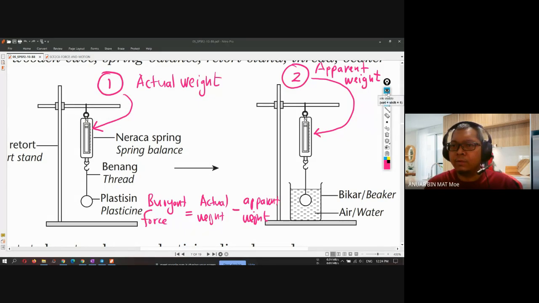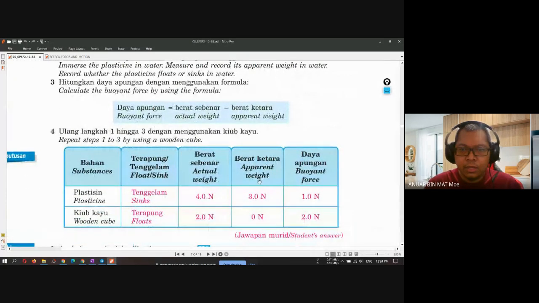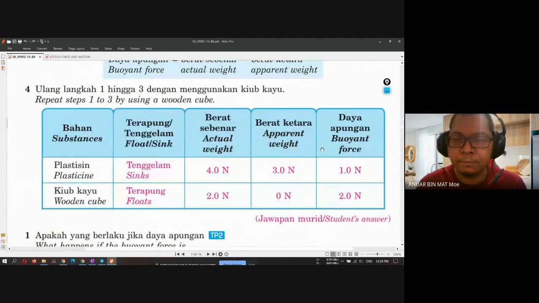Right. So next one. For this, you just take the values here. Plasticine. What happened to the plasticine? It will sink. Actual weight 4 Newton, apparent weight 3 Newton, and the buoyant force is 1 Newton. This is for plasticine. And for the wooden cube, what happened? It will float. The actual weight is 2 Newton, the apparent weight is 0.